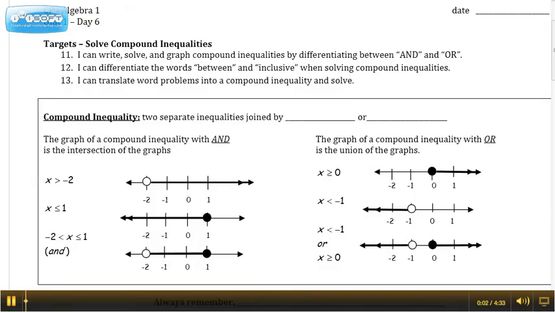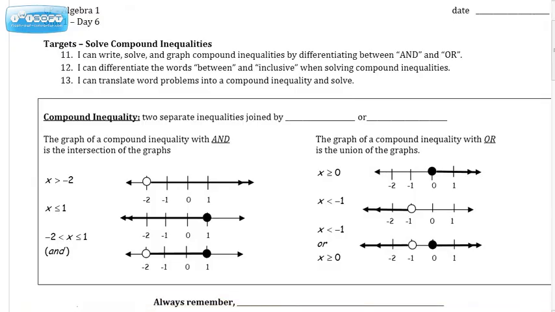Today you guys are going to learn how to solve compound inequalities. As we talked about yesterday, compound inequalities are either and or situations. So a compound inequality is two separate inequalities joined by and or. So let's first start talking about the and situation.